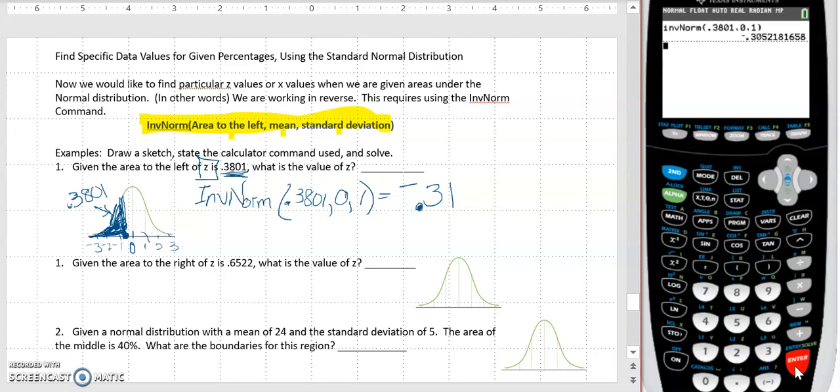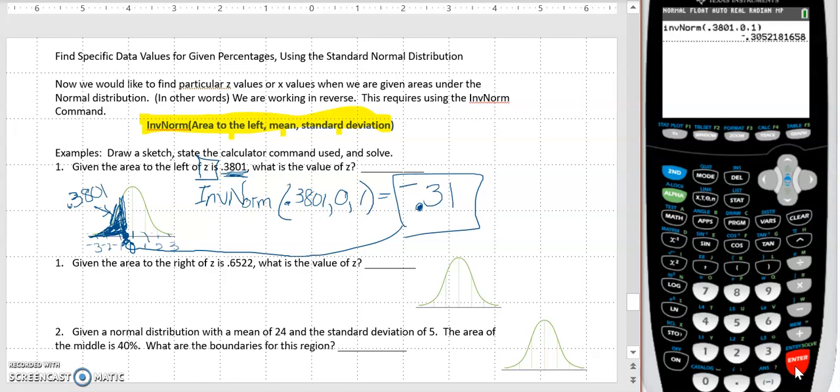So that means this value is located right here, negative 0.31. That's the end of that shading for that particular problem.